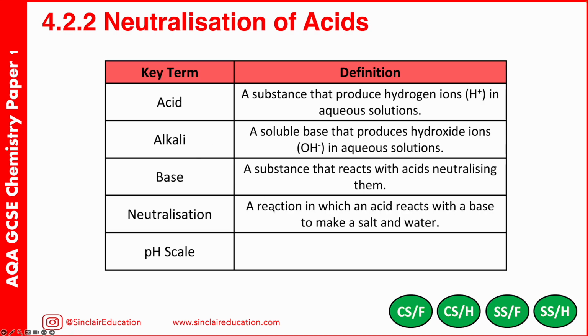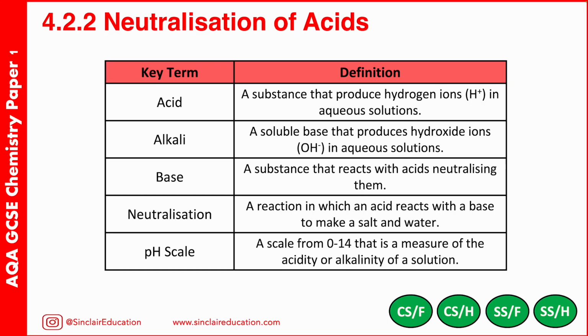Neutralisation is a reaction in which an acid reacts with a base to make salt and water. If that base is a carbonate, it means we'll also make carbon dioxide. The pH scale is a way of measuring how acidic or alkali something is, and we'll look at this in a moment.